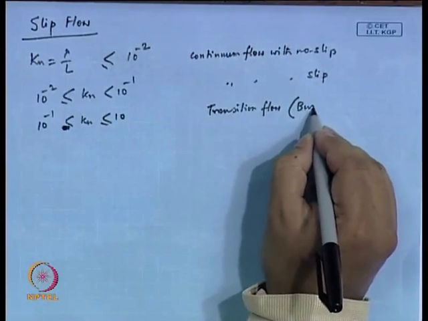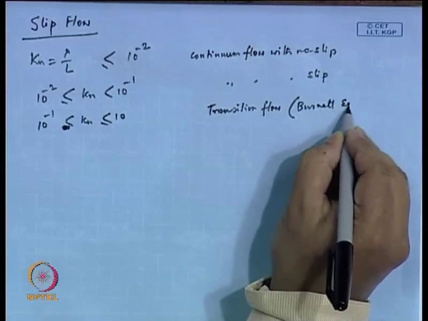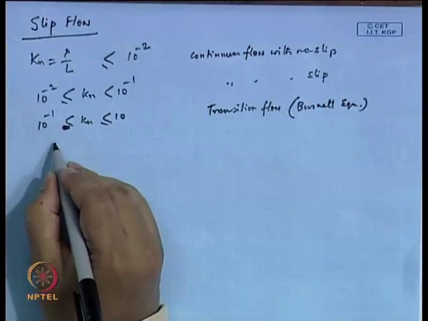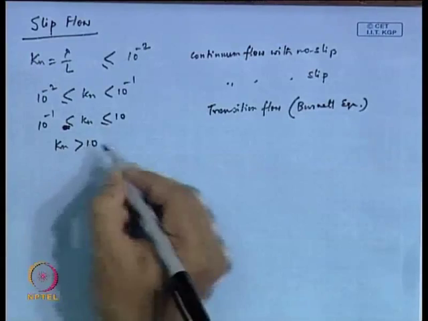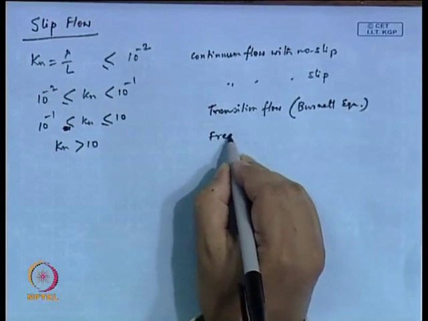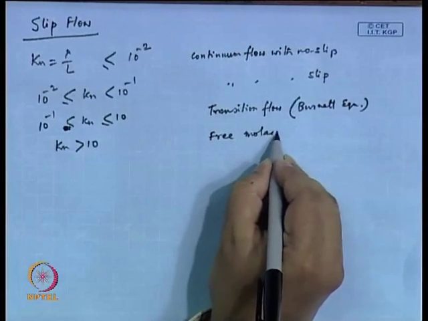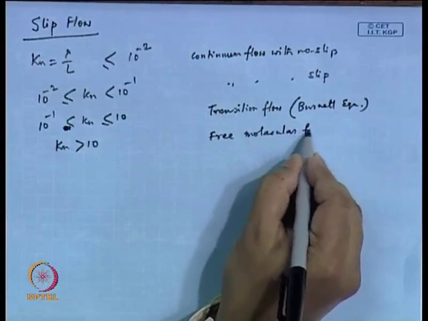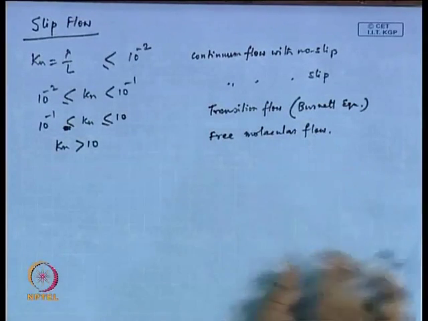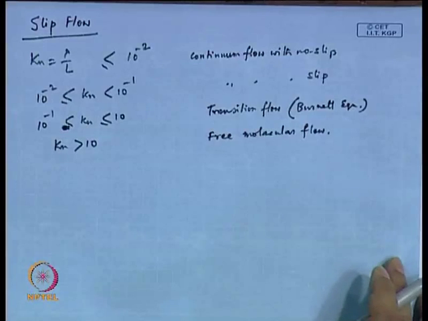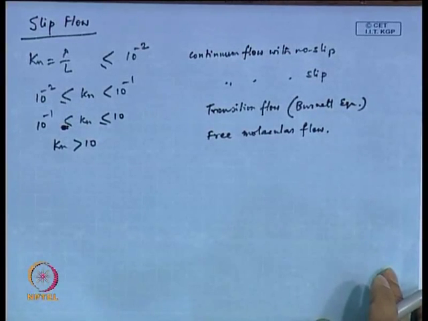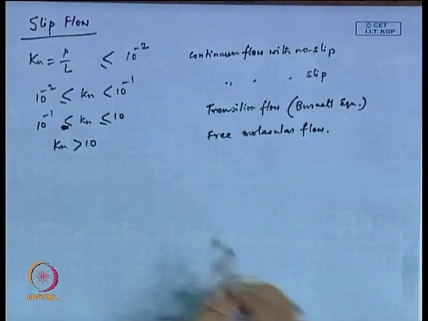The equation that is used is the Barnett equation, and Knudsen number greater than 10 is referred to as free molecular flow, where molecular dynamics, collision between molecules, will govern the properties. Continuum assumption cannot be taken.